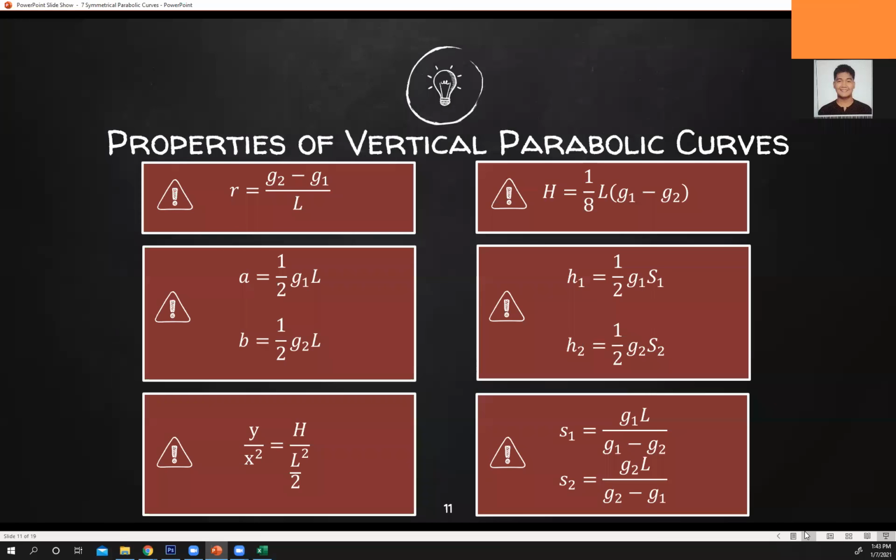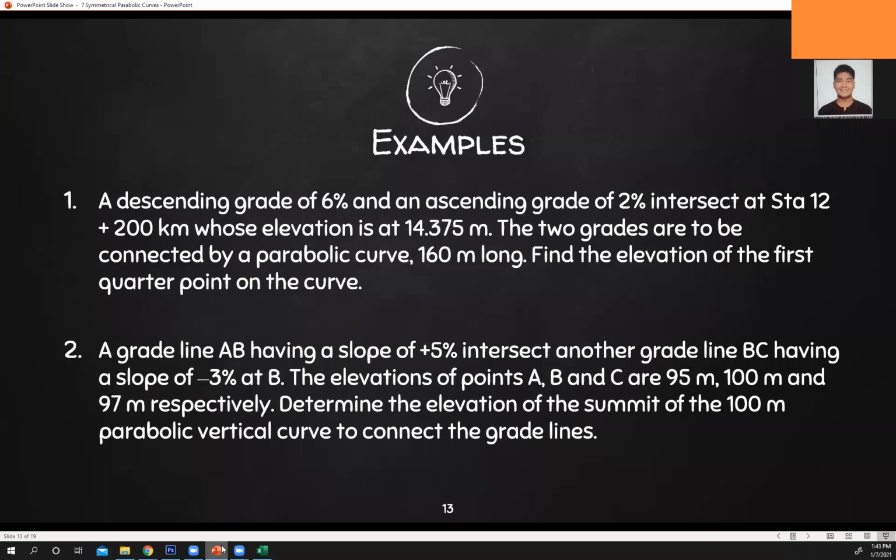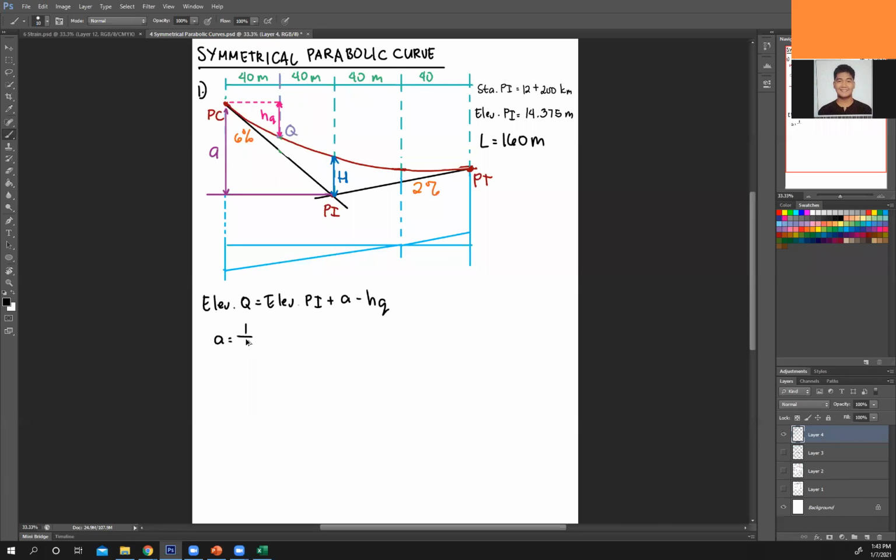1/2 G1L. No problem there. 1/2 G1L. So 1/2 G1. I think G1 we've already solved for that. No, it's given. It's 6%. So 0.06. And L is 160. So what's A? 4.8. Correct, Reynolds.